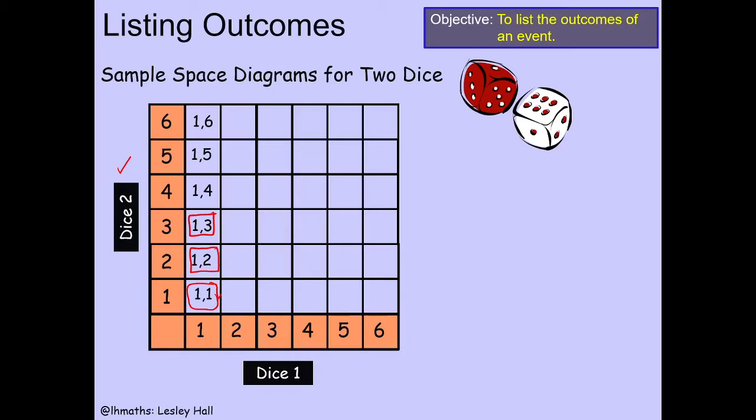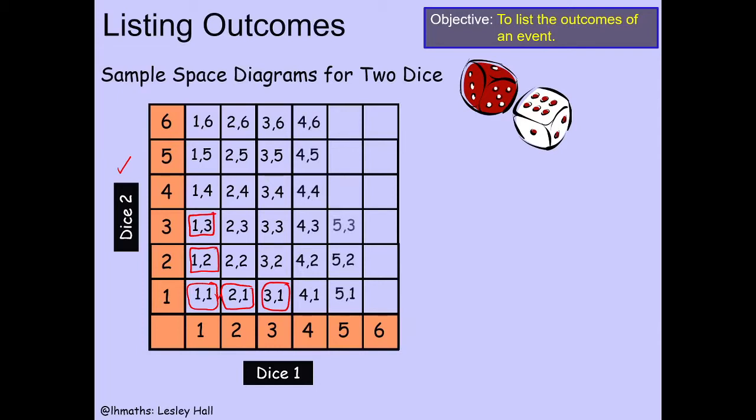What about in this box over here? 2, 1. What about above it? 2, 2, 2, 3, 2, 4, 2, 5, and 2, 6. What about here? 3, 1. And then followed by 3, 2, 3, 3, 3, 4, 3, 5, so on and so forth.